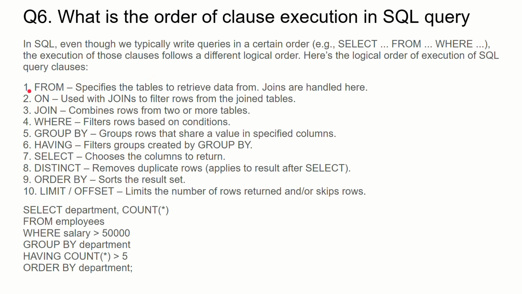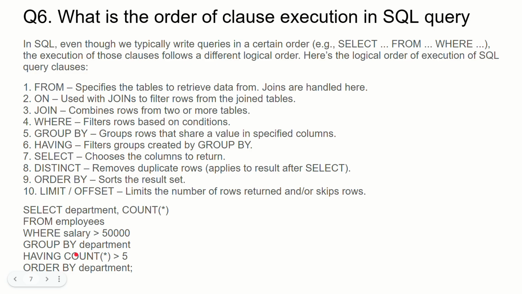So first, the FROM statement is executed, then ON, then JOIN, then WHERE, then GROUP BY, HAVING, SELECT, DISTINCT, ORDER BY, and LIMIT. For example, we have one query here: SELECT department, COUNT(*) FROM employees WHERE salary, GROUP BY department, HAVING COUNT, ORDER BY, etc.